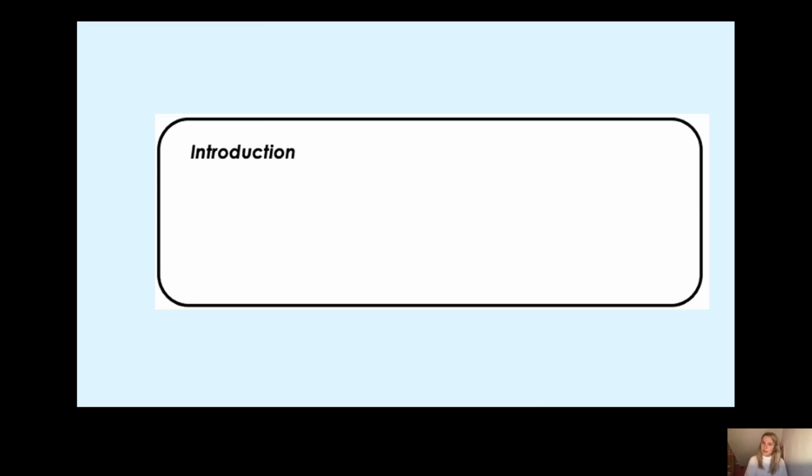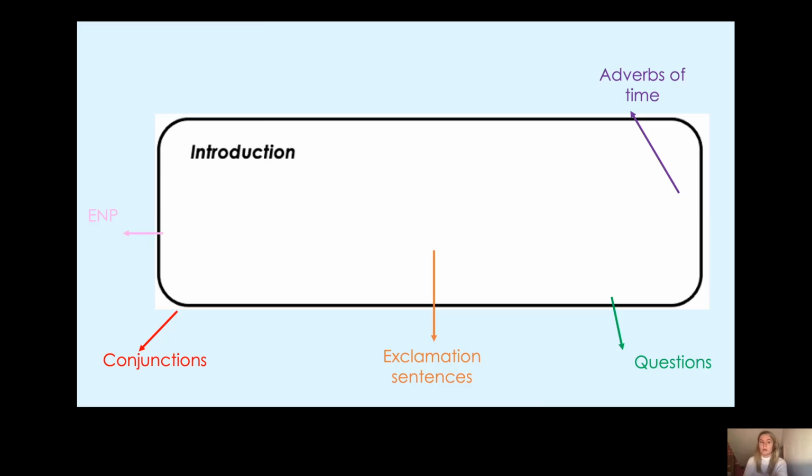Now, I know over the last few weeks, we have looked at adverbs of time, questions, exclamation sentences, conjunctions, expanded noun phrases, and the past progressive tense. Now, we are going to plan in a minute which of these I want to include. But before that, I know in the introduction, I must say why I am writing the letter first. So I'm going to write a little sentence about why I'm writing the letter, and then this can be my first sentence in my actual letter.